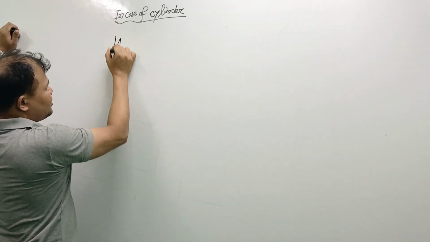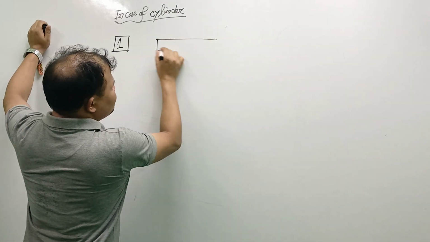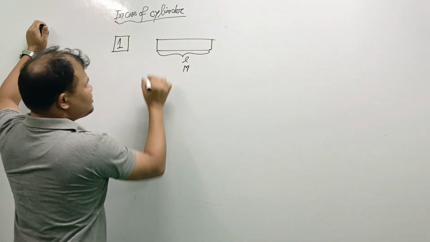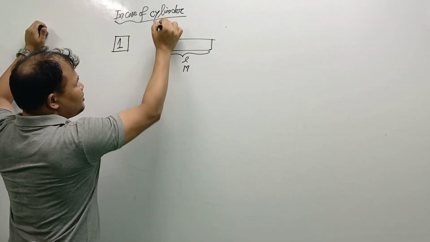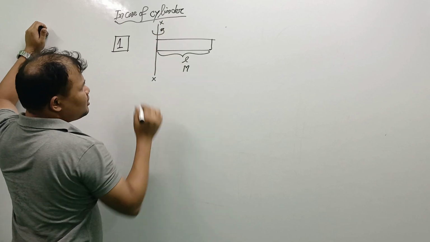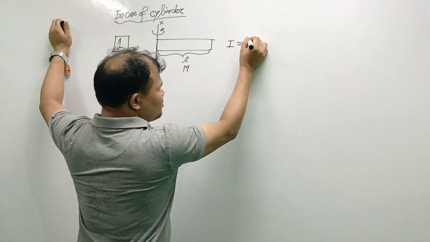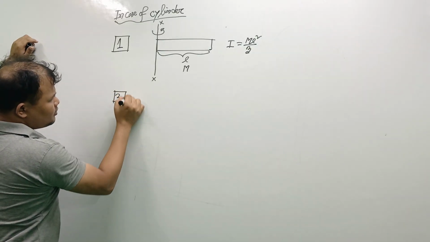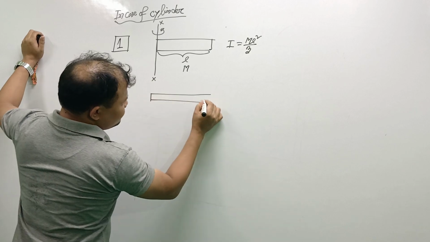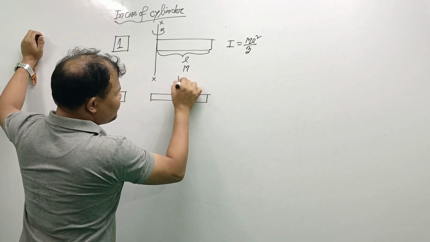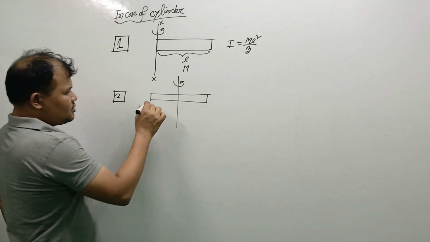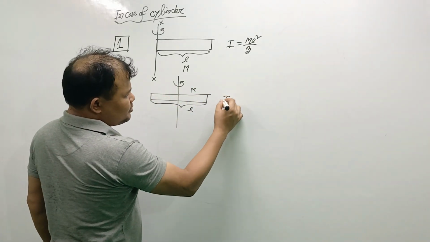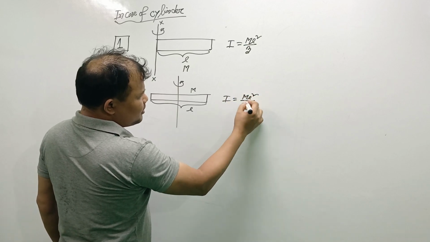Number one, in case of a uniform rod, if the length of the uniform rod is L and the mass is M, and the rotational axis passes through the side of the rod, then the moment of inertia will be I equal to M L square divided by 3. Number two, if the rotational axis passes through the mid side and is perpendicular to the length, where L is the length and M is the mass, then the moment of inertia will be M L square divided by 12.